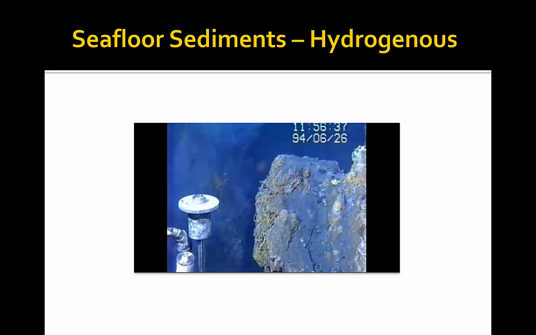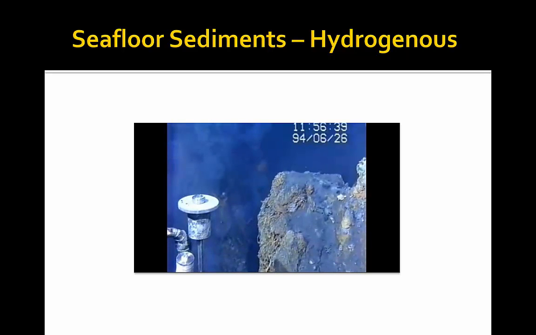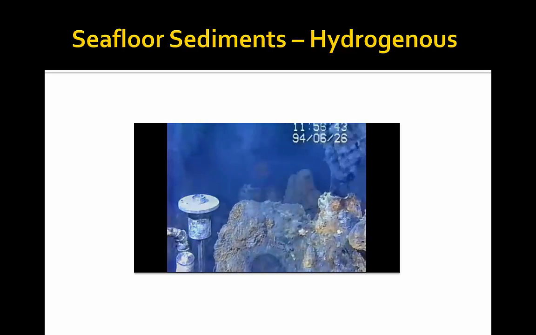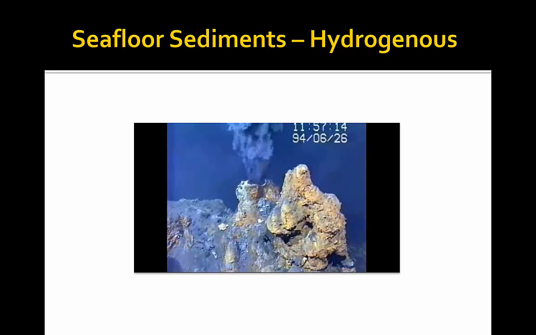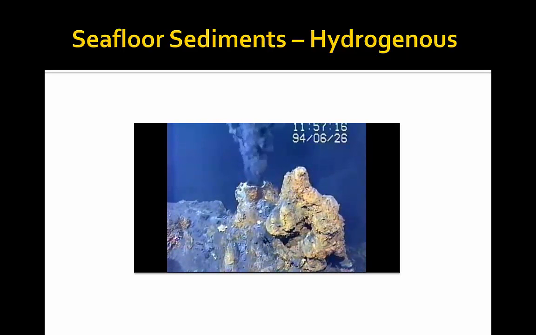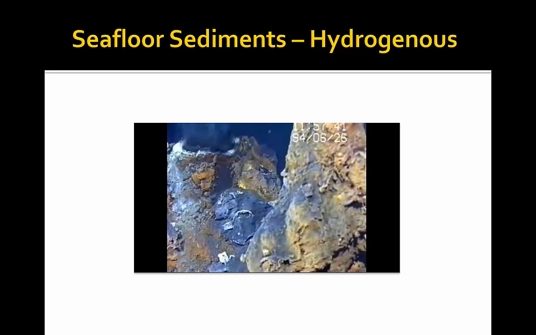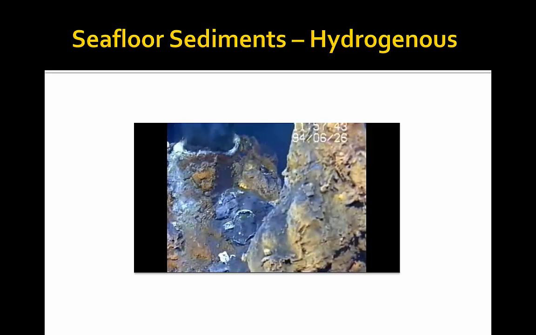Hydrogenous sediments crystallize directly from seawater. The example shown here is a type of hydrothermal vent known as a black smoker. These can appear rather quickly and rapidly form large accumulations of metals, especially iron, nickel, and silver.